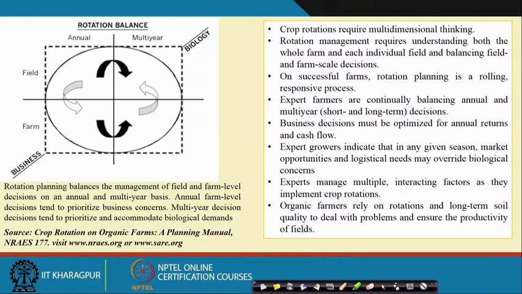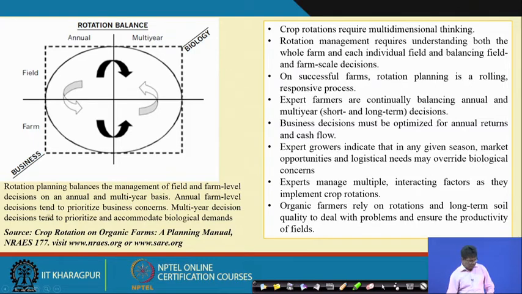At the same time, we have better production and better food quality, because as you are going for the organic concept, you are using organic input management. So, it indicates there should be good quality food, and a much better environment, with less pollution of the water and less pollution of the air. So, better environment and high production. This looks to the biological value when you go for the multi-year crop plan. So, as you see, the rotation planning balances the management of field and farm level decisions on an annual and multi-year basis.